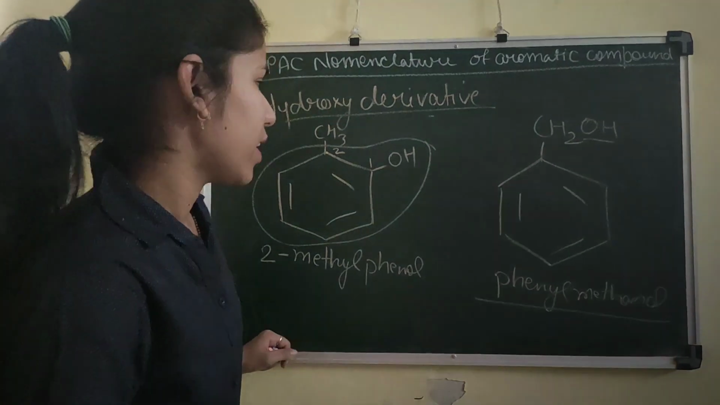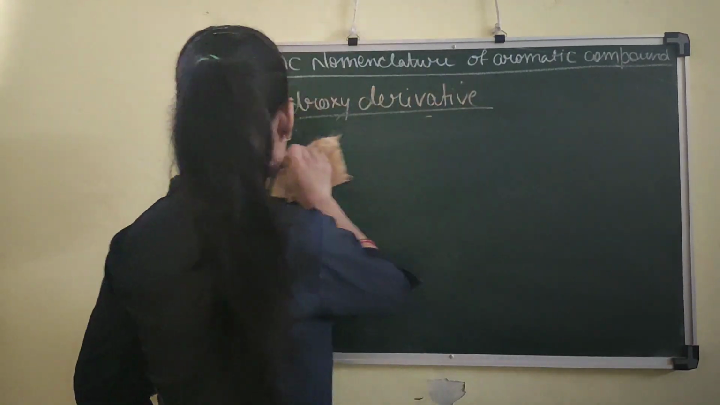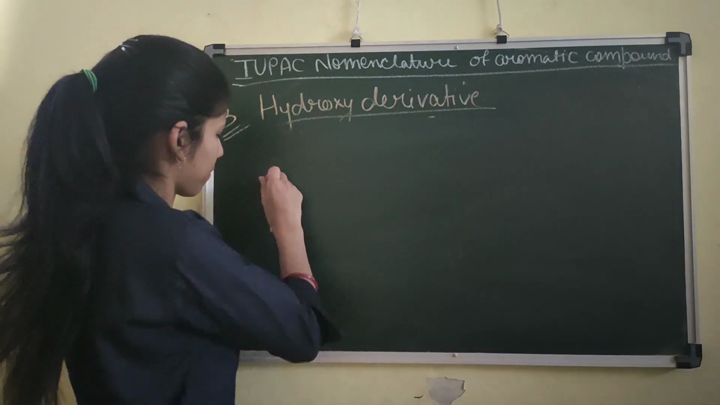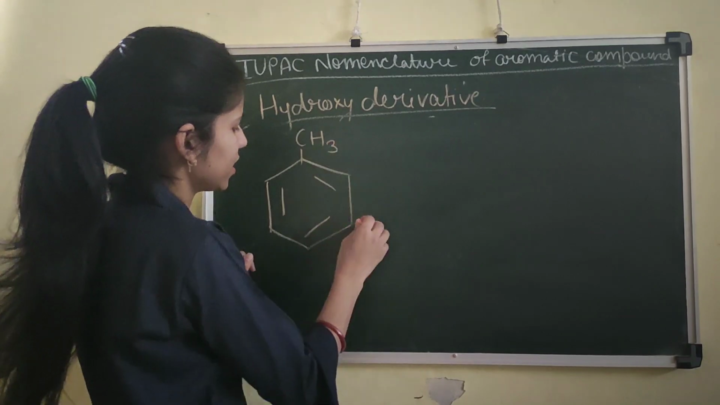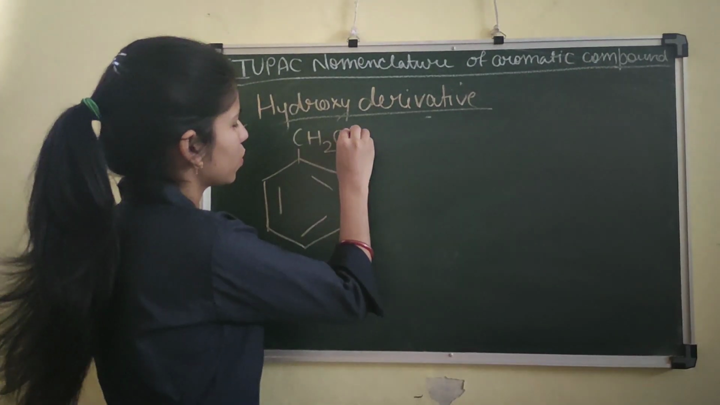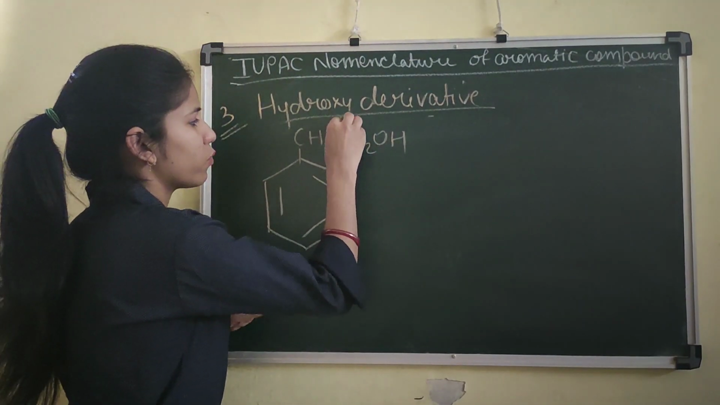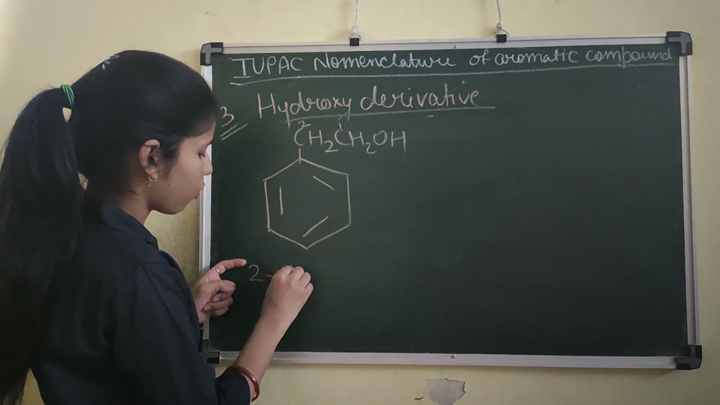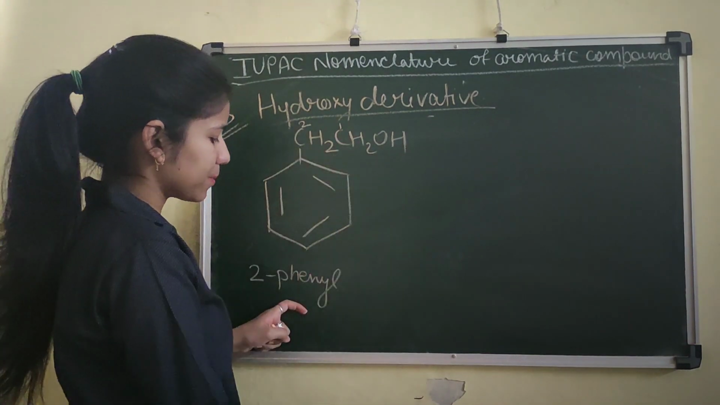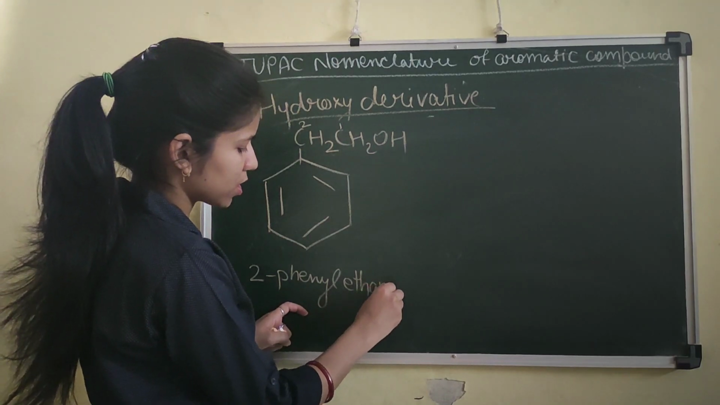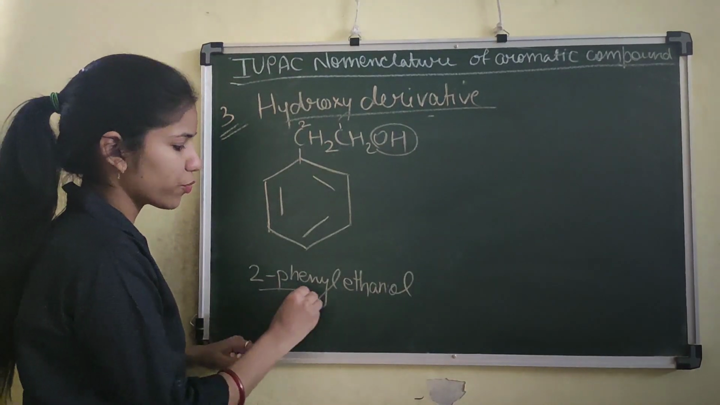Now the next example is CH3 and CH2OH. So naming 1, 2. So 2-phenyl, and for 2 carbon atoms ethane is used, and for OH ol is used. So this is called 2-phenylethanol.